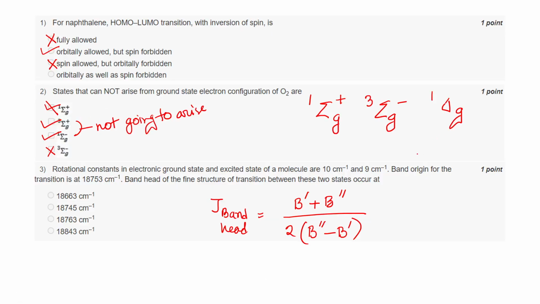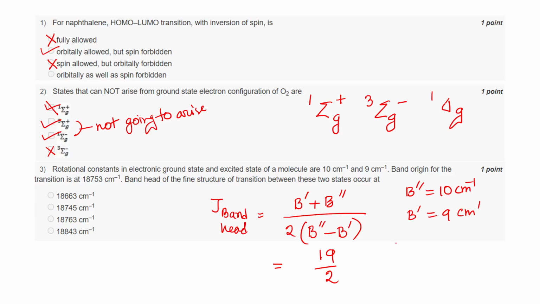So in the excited state B double dash is 10 centimeter inverse and B dash is 9 centimeter inverse. What does that tell me? What is my bond length in the excited state? Is it greater than or less than the ground state? It is greater than the ground state, correct. And this is 19 by 2.